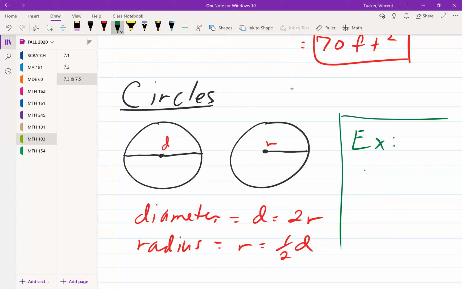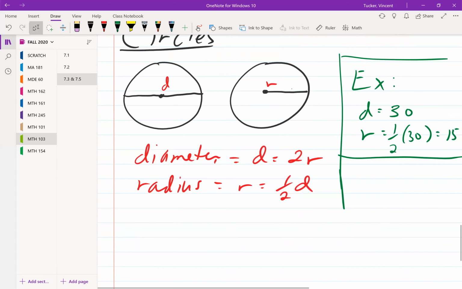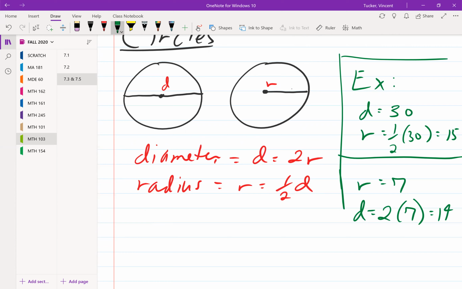So for example, if my diameter is equal to 30, that means my radius is 1/2 of 30, which is 15. If my radius is 7, then I know my diameter. My diameter is going to be 2 times 7, which is 14. Diameter is always more than your radius. Diameter is always 2 times your radius. Your radius is always half of your diameter.